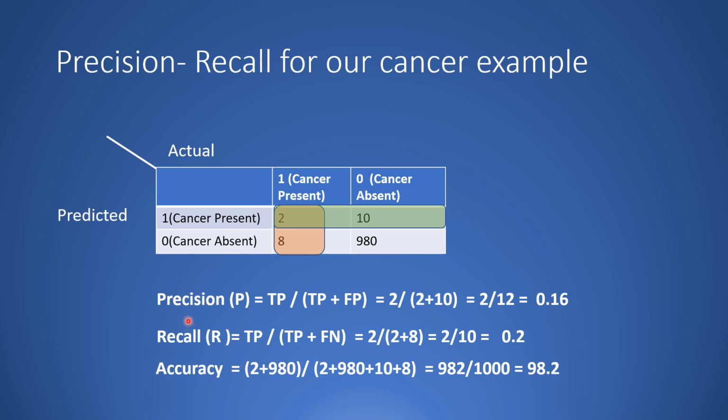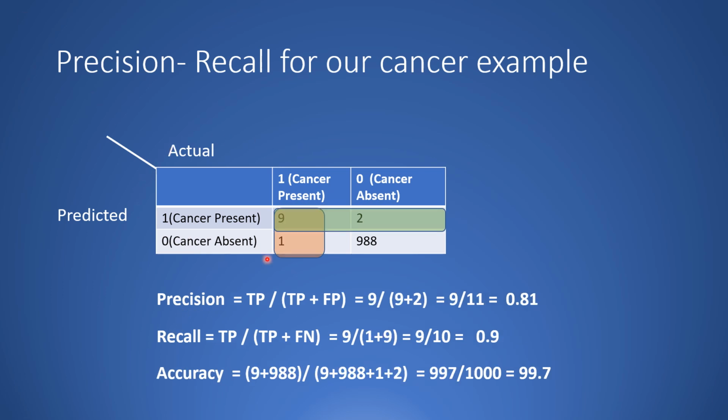So as I said, precision is true positive divided by true positive plus false positive. So in this case, it is 2 divided by 2 plus 10, which is 12. So you get a value of 0.16. Similarly, recall is true positive divided by true positive plus false negative. So it is 2 divided by 2 plus 8, or 2 divided by 10, which is equal to 0.2, right? Your accuracy is 98.2 in this case. Okay, but you see that the values of precision and recall are very small, right?